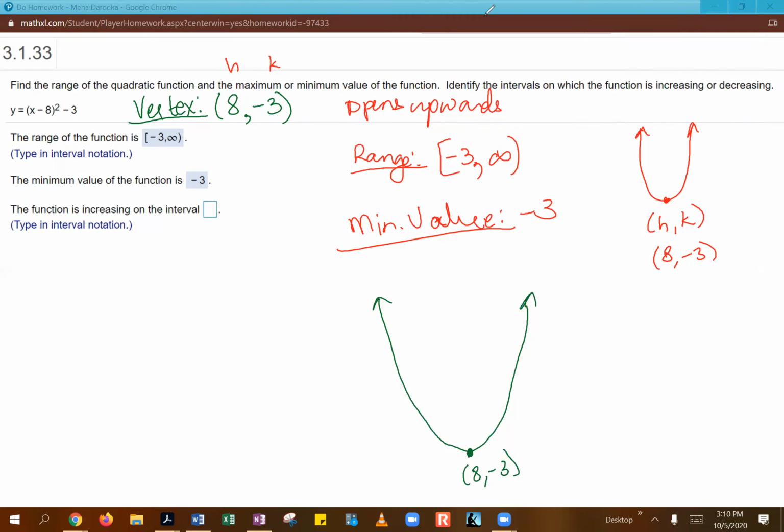So yeah, very nice. You can see as we start at that vertex of our parabola and go to the right, our graph is going upwards. Since we're going upwards, that means our function is increasing on this side, which means in terms of the X values, this part of our graph is heading towards positive infinity. So it is increasing from 8, which is your X value over here, to positive infinity.